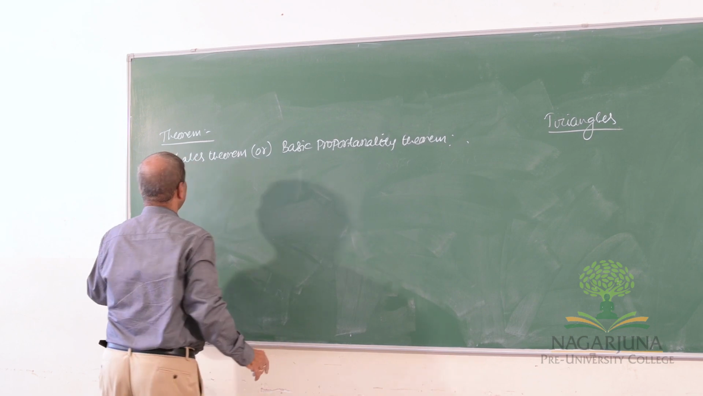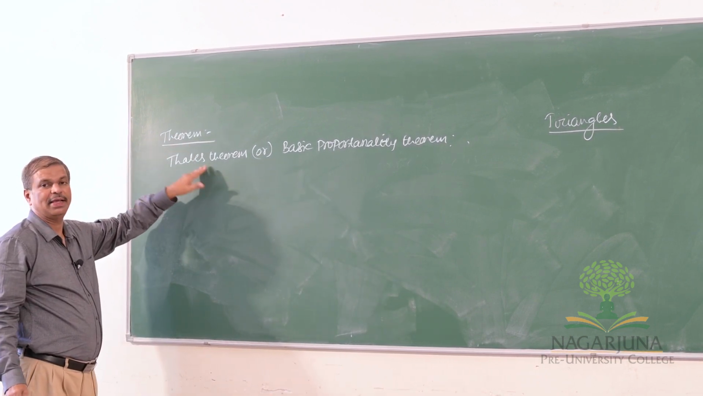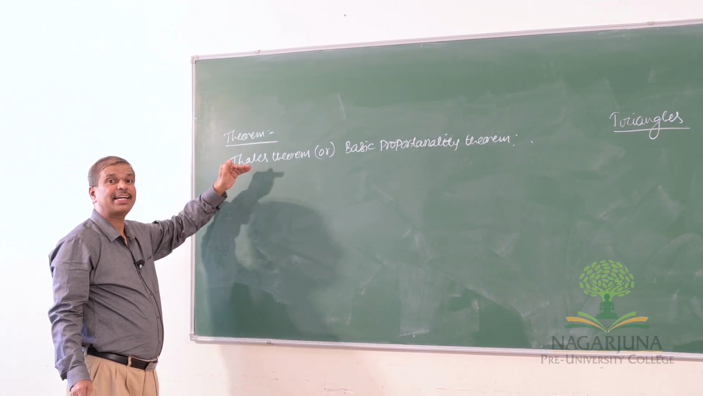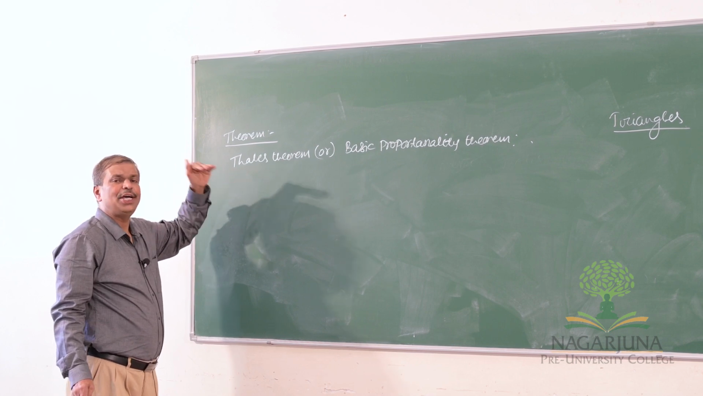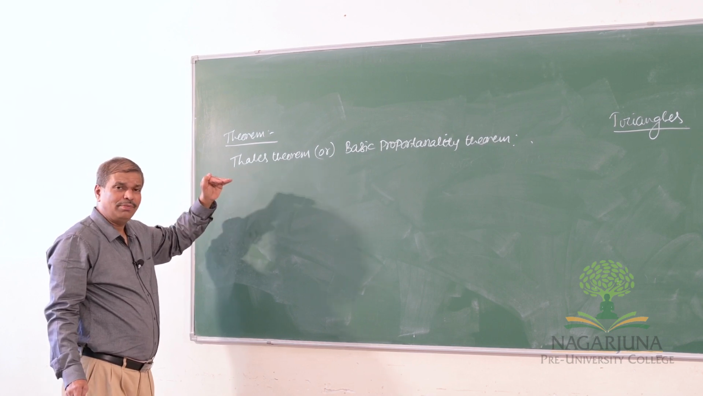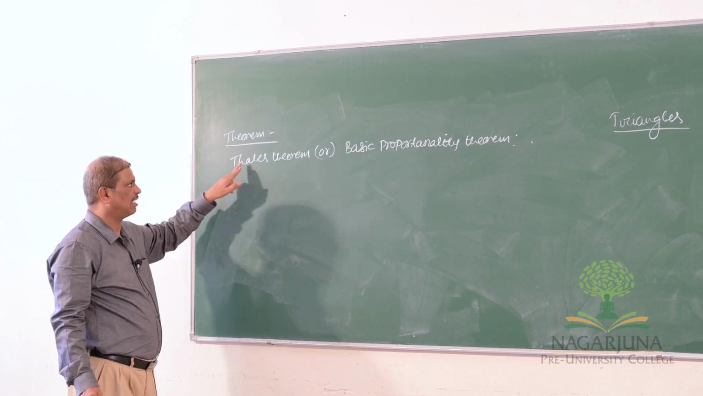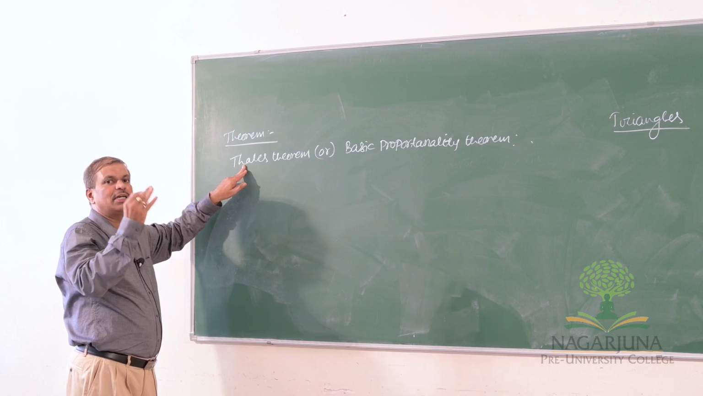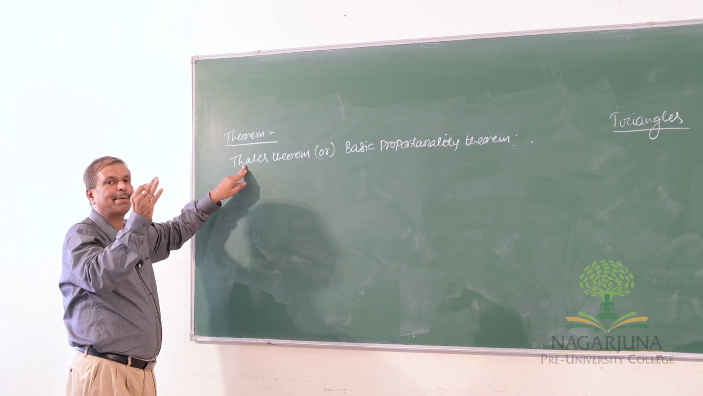Now, what is Thales theorem? Just now I told the statement of Thales theorem. A straight line is drawn parallel to any one side of a triangle, and it divides the other two sides proportionally. Now we will prove it logically, step by step. So first, the statement of Thales theorem: a straight line drawn parallel to any one side of a triangle divides the other two sides proportionally.